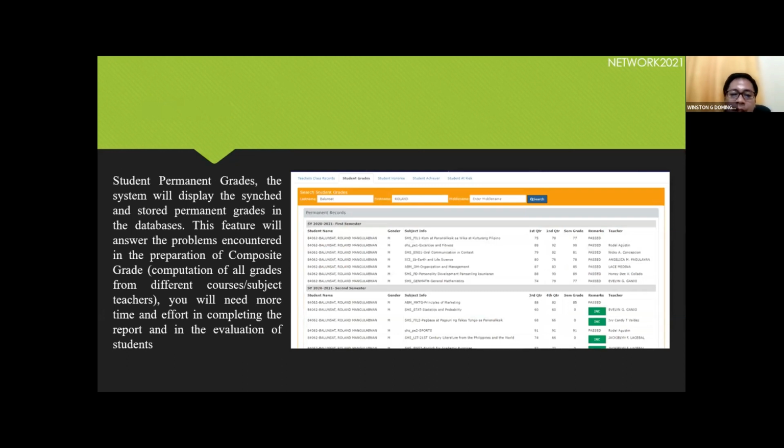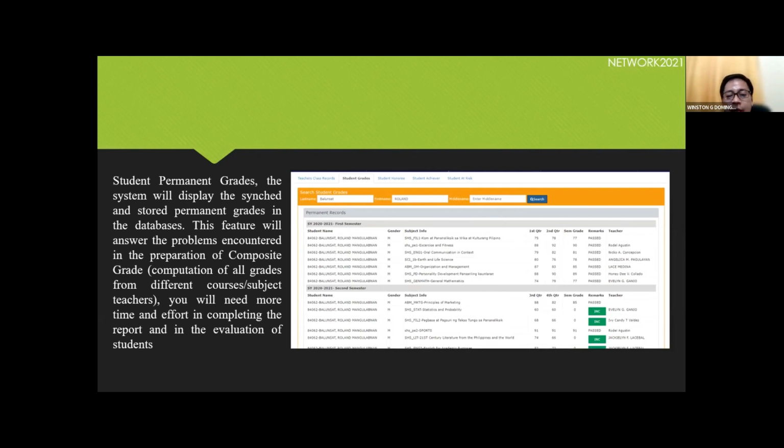Okay, so here are the permanent grades of the students. All the records and grades of the students will be displayed in the system. It has the feature of searching students by their last name, first name, and middle name. And once a student is incomplete, it also has the feature of completing the grades of the student. This is also part of the access of the principal.